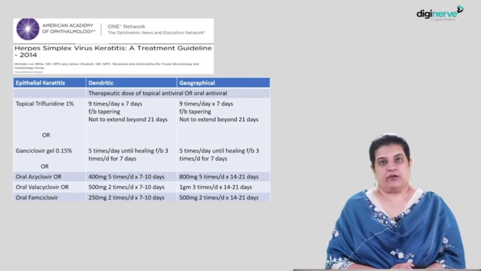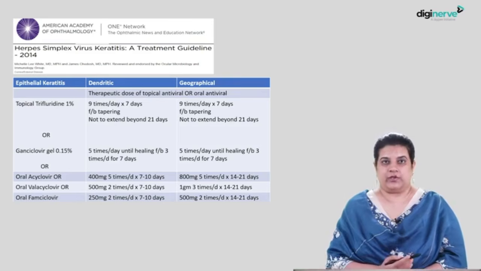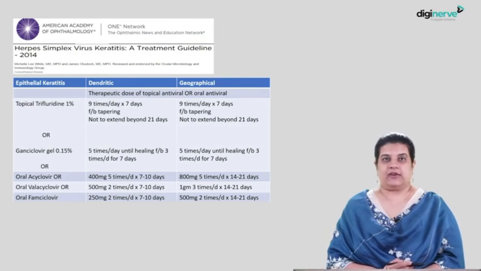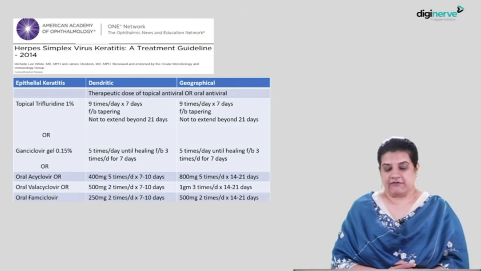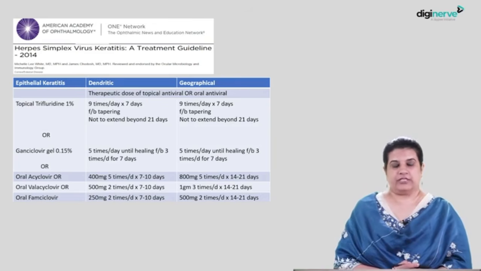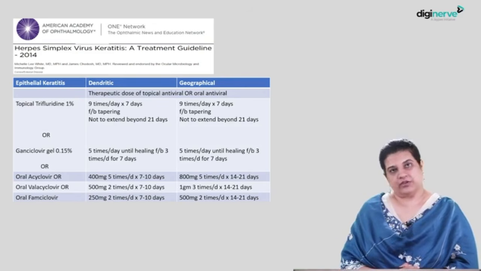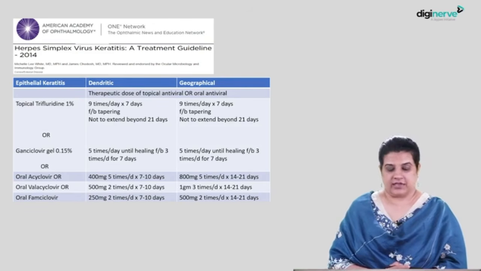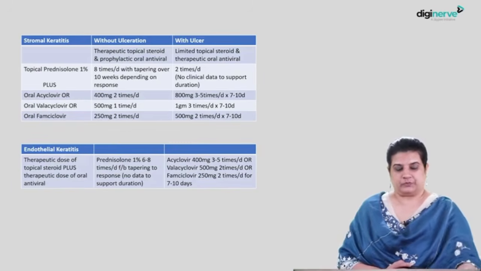Geographical ulcers, by virtue of their size, require more oral therapy. So, oral acyclovir for geographical ulcers is given 800 milligrams 5 times a day for 2 to 3 weeks. Valacyclovir is given in a dosage of 1 gram 3 times a day for 2 to 3 weeks, while famciclovir is given 500 milligrams BD for 2 to 3 weeks.